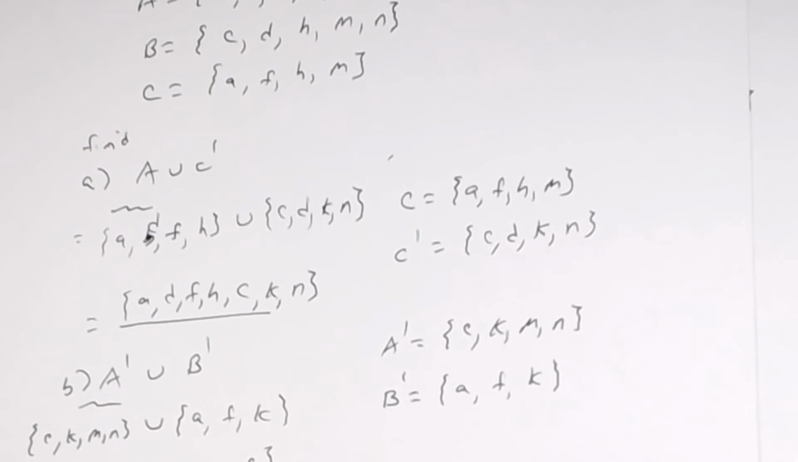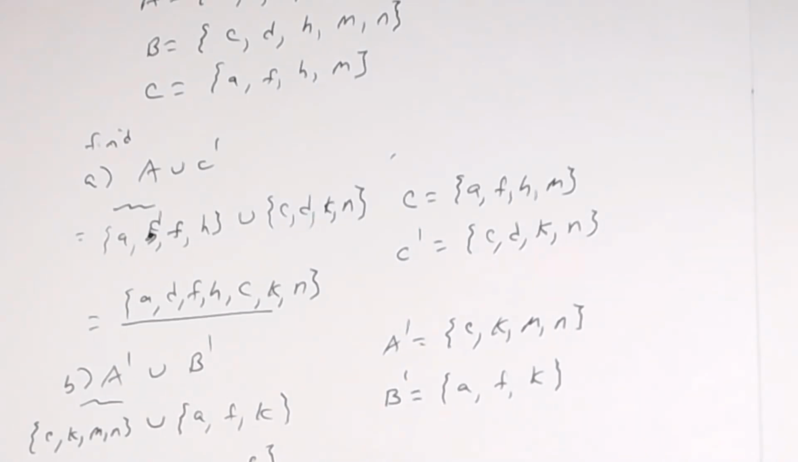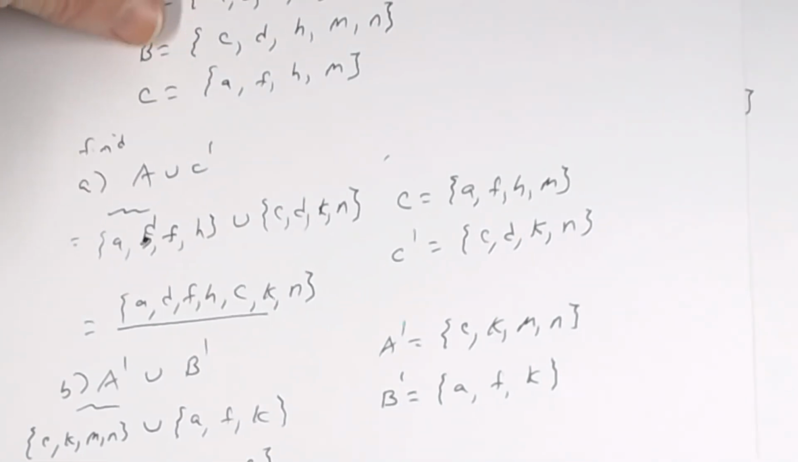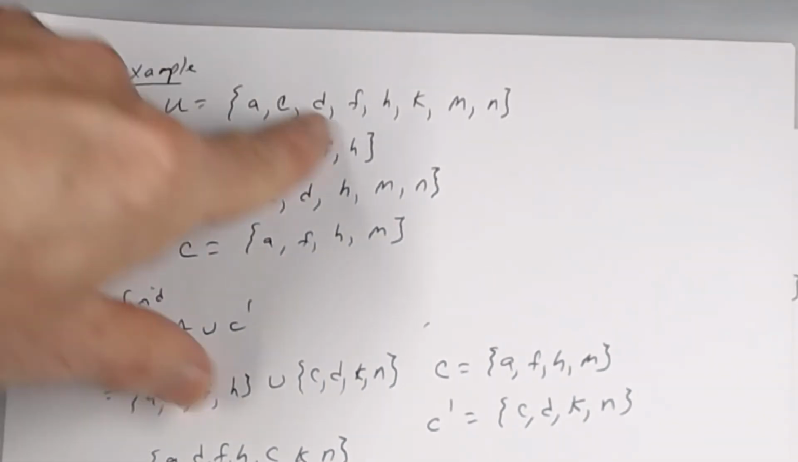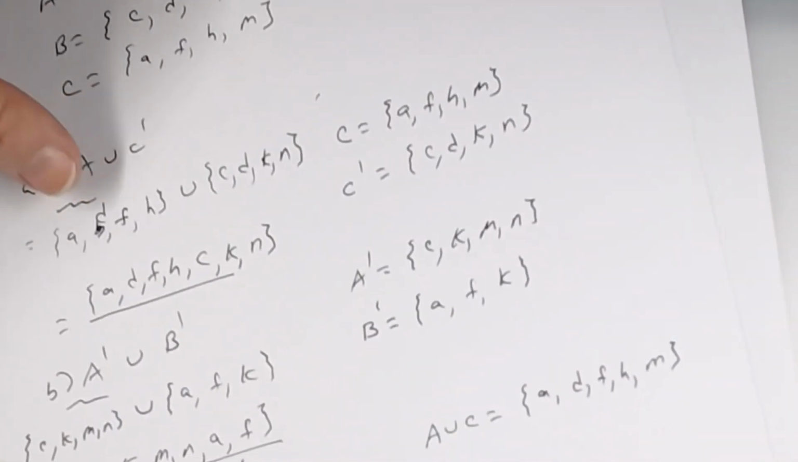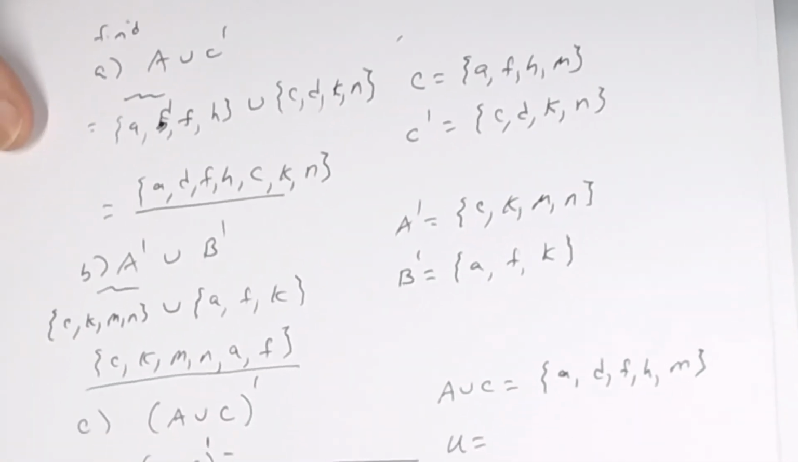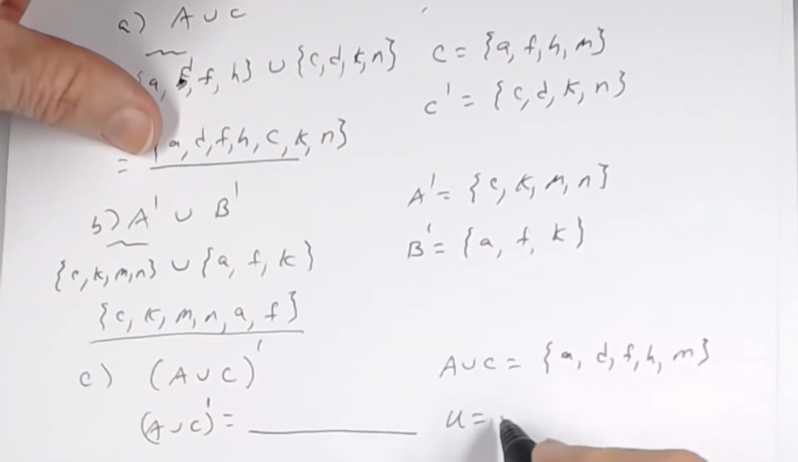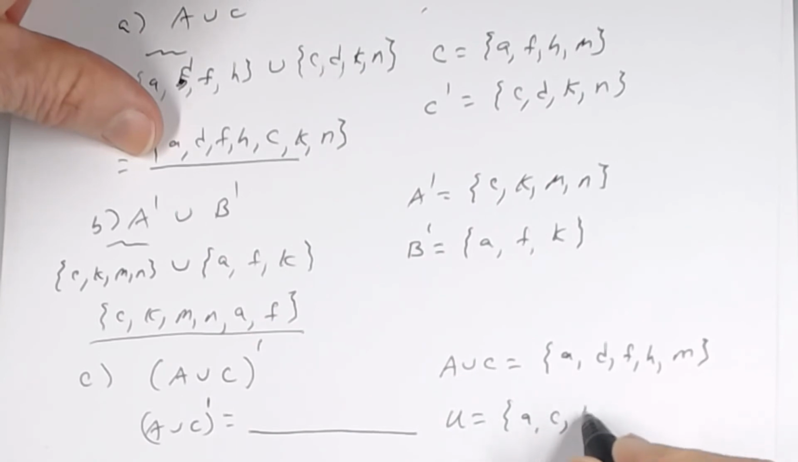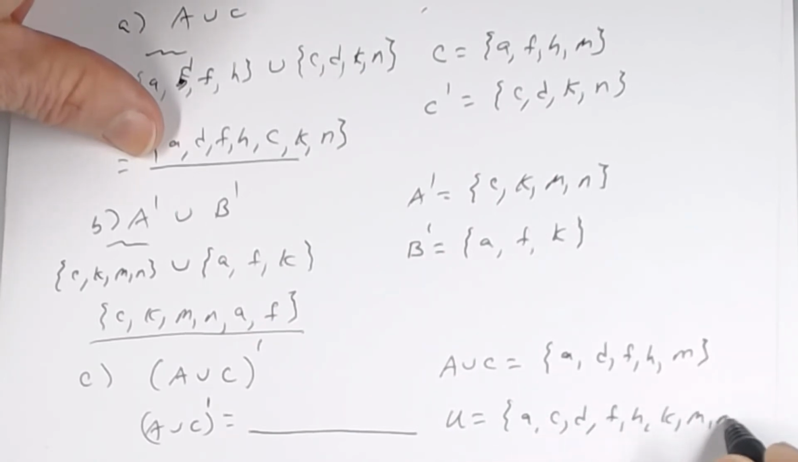So now A union C complement would equal. So all you do is you go to the universal set. I'm just going to go ahead and write it over. So here's my universal set right here. Sometimes it helps if you write it underneath. A, C, D, F, H, K, M, N.